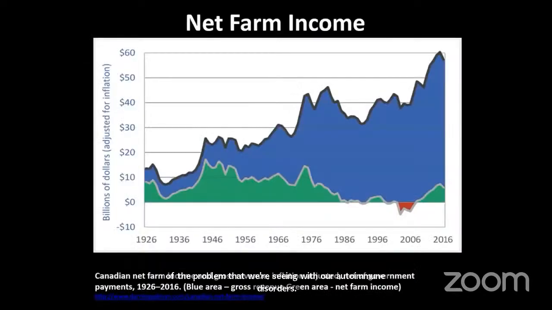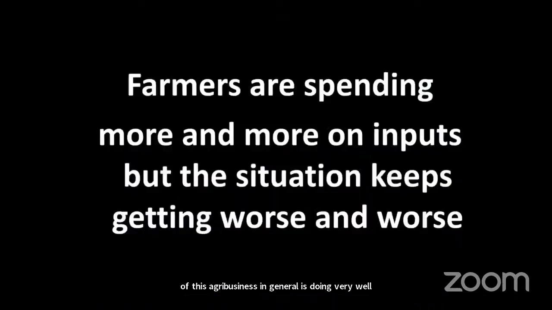So just to go back to that figure again and look at that really large blue area, it's only farmers that are suffering as a result of this. Agribusiness in general is doing very well, thank you very much. So farmers are spending more and more on inputs, but the situation keeps getting worse and worse.